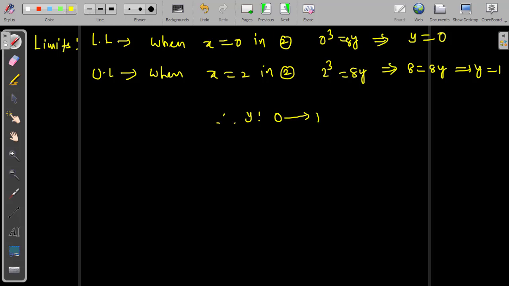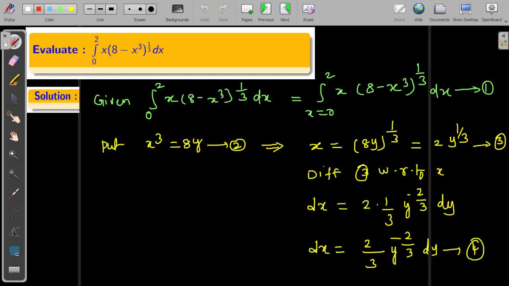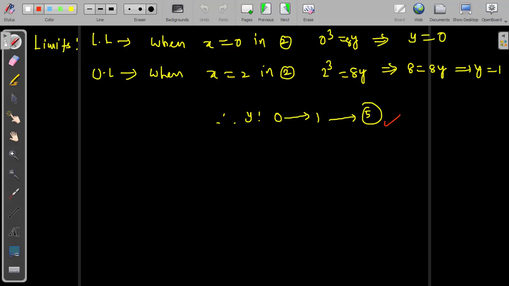Now we need to substitute. Let us suppose this is equation number 5. Equation number 5, as well as equations 4, 3 and 2, we have to substitute in equation 1 for further simplification. Therefore, what is the LHS of equation 1? The integral from x equals 0 to 2 of x times (8 minus x^3) to the power 1/3 dx now becomes an integral.